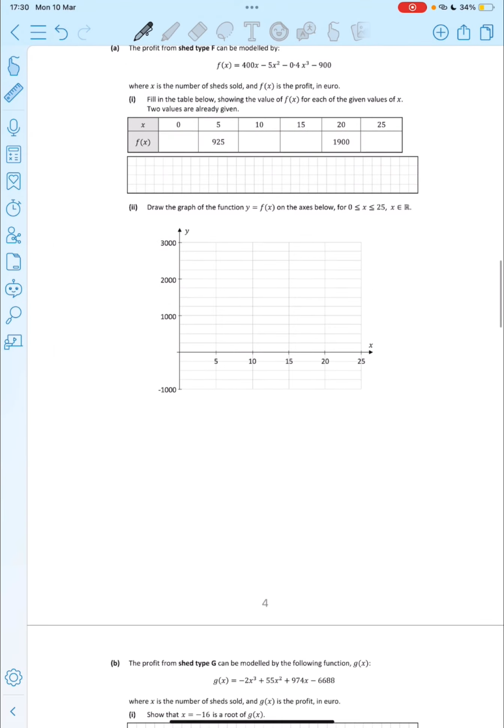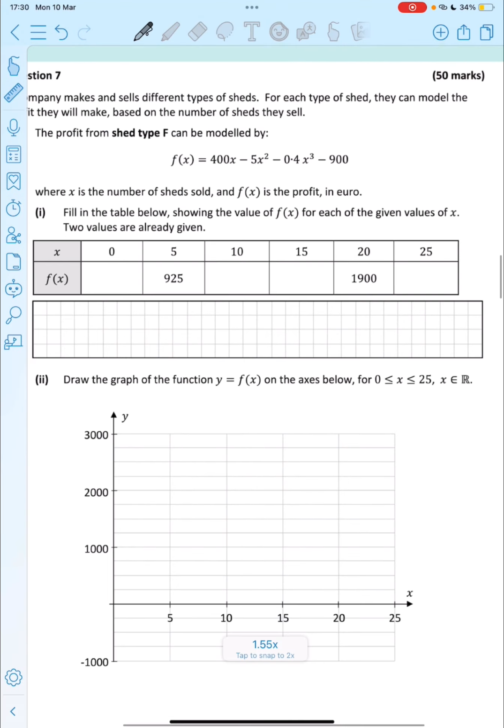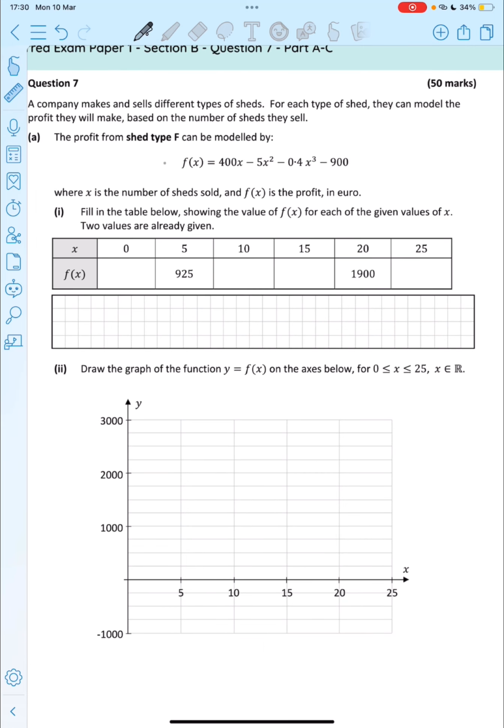Now we have another cubics question. So the first thing we're told basically is that shed type f can be modeled by this function here, where x is the number of sheds sold and f(x) is the profit in euro. Fill in the table below showing the value of f(x) for each of the given values for x. 2 of them are already given. Basically what that means is wherever we see x now, we need to put 0 in the function.